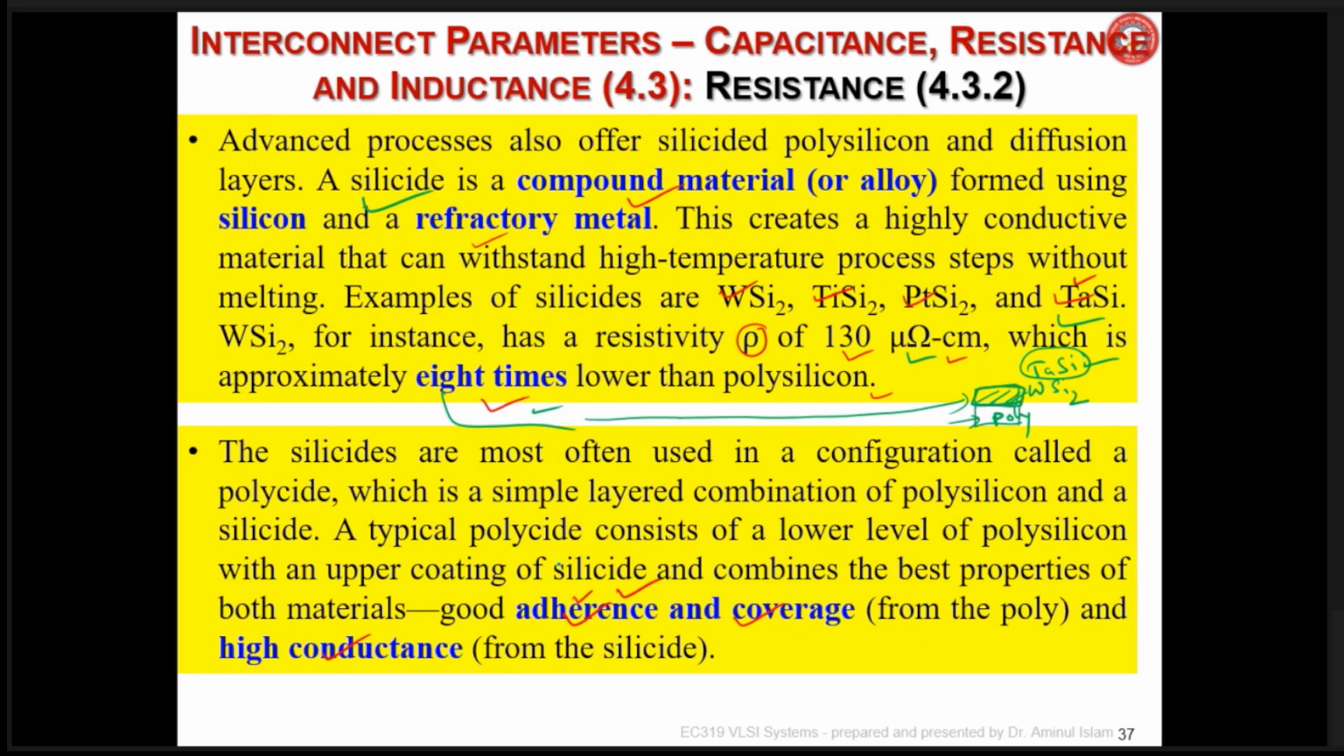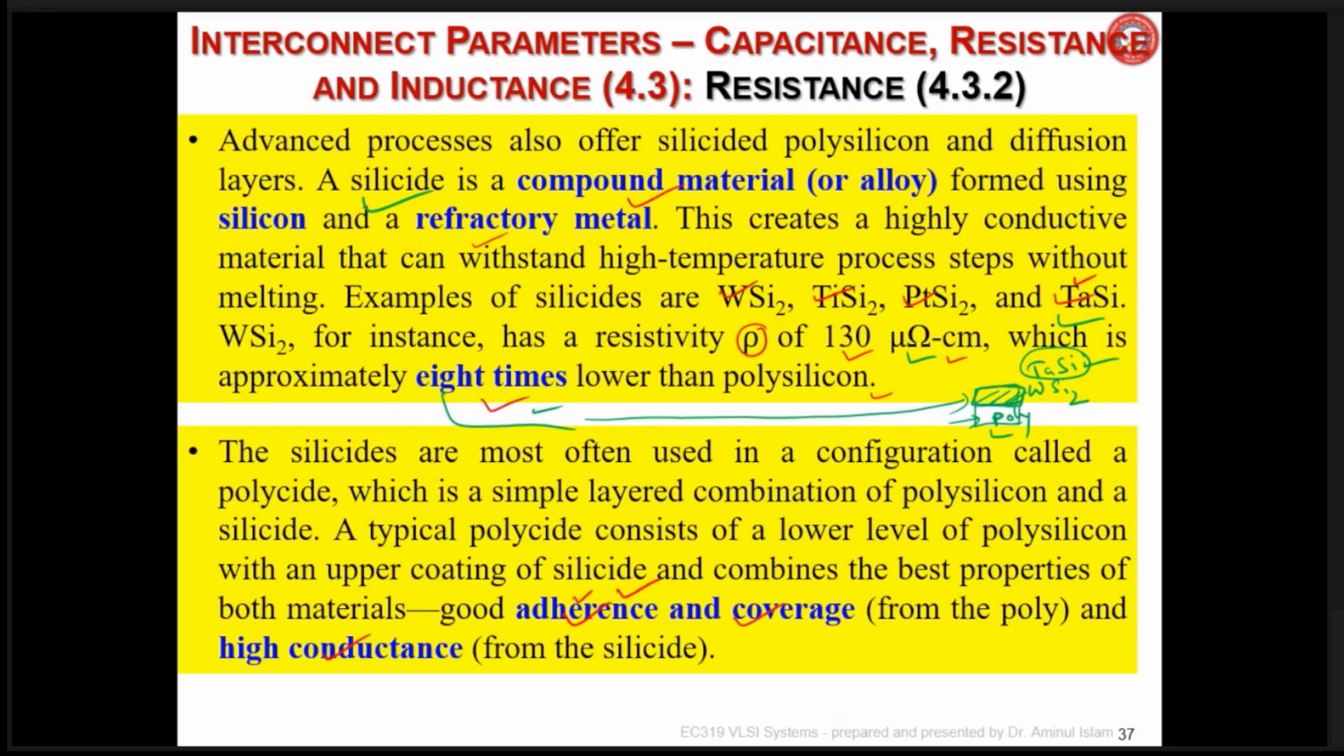With this kind of process, it is called polyciding. In polycidation, you are using the property of polysilicon, which has very good adherence and coverage, and the high conductance of tantalum, for example.